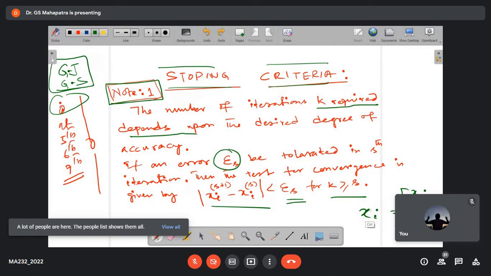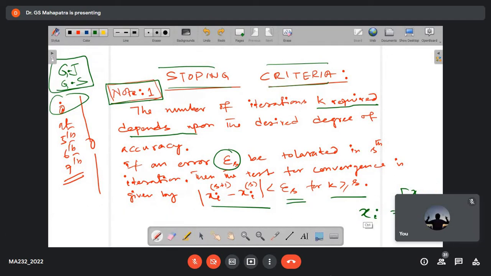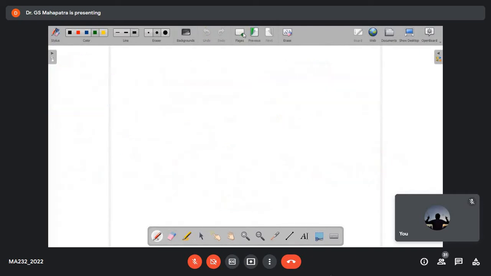So this is the stopping criteria for the given 2 iteration formulas, one is Gauss-Jacobi and the other Gauss-Seidel. Next one is regarding the convergence. So that note is basically for both, Gauss-Jacobi and Gauss-Seidel. What is note 2?